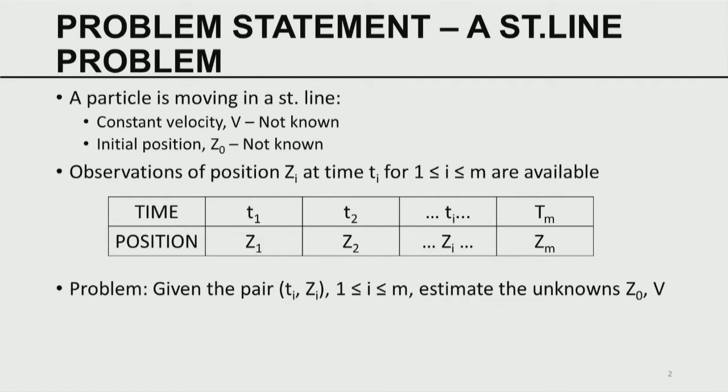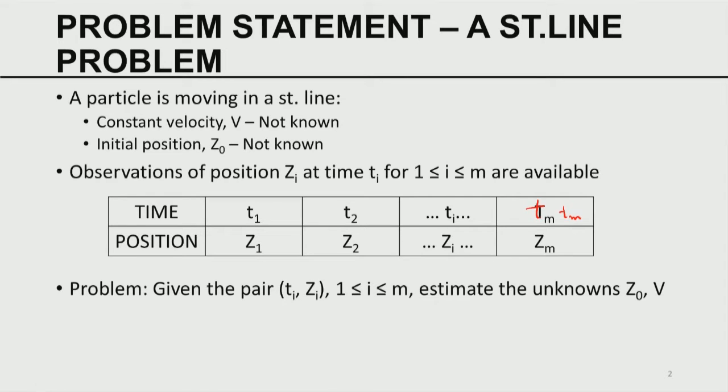We can only observe the position zi of the particle at time ti. Let us assume we are going to measure the position of the particle at times t1, t2, t3, tm, where t1 is less than t2 less than t3 less than ti less than tm. So, let the particle pass through the position z1 at time t1, the position z2 at time t2, zi at time ti and zm at time tm.